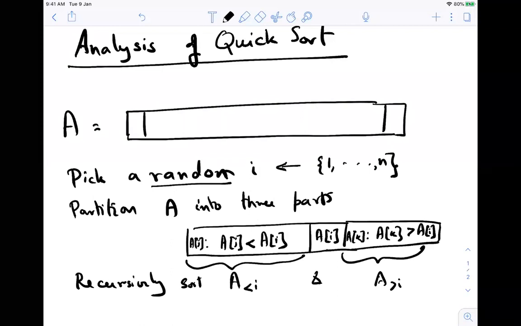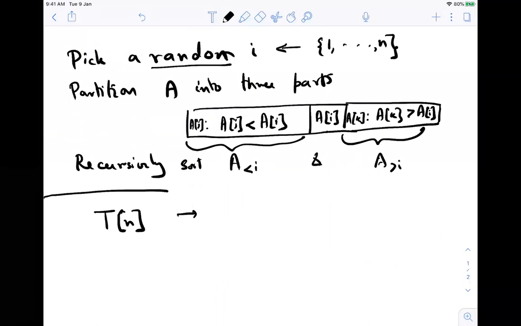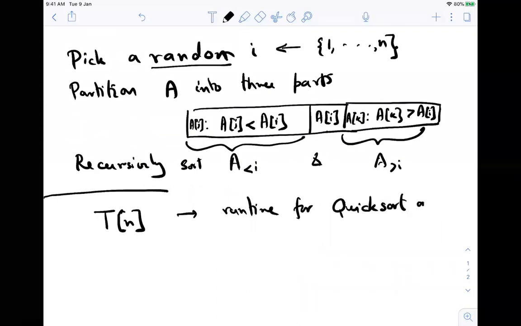right? So how do you do a runtime analysis of quick sort? This is something we did in last class in some sense. So let's say that T(n), like in the case of merge sort, T(n) be the runtime for quick sort on an array of size n.